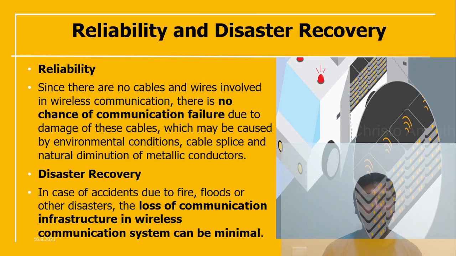Then reliability. There are no cables, no wires, so there is no chance of communication failure. If cables are damaged, that's no problem. For example, environmental conditions damaging the cable splice, or natural diminution of metallic conductors, we don't have any such problems, so it's reliable. And disaster recovery: for example, accidents happen, like a fire accident, a flood, or other disasters. The loss is very minimal in the case of wireless communication systems.